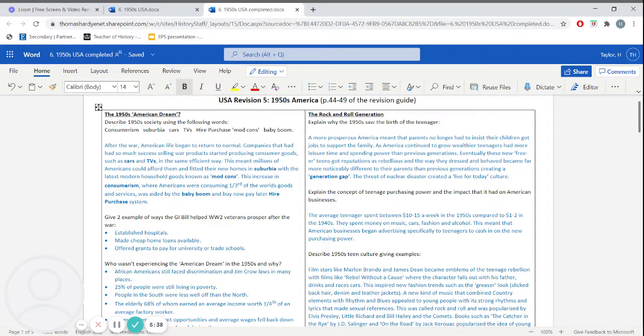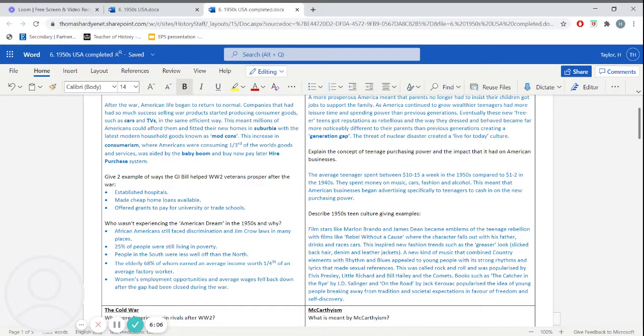Right, give two examples. The GI Bill helped World War II veterans prosper after the war. So the GI Bill was a bill introduced to help former soldiers, that's who the GIs are, when they return from the war. And I'll give you three examples here. And that's established hospitals, made cheap home loans available, and offered grants to pay for university or trade schools.